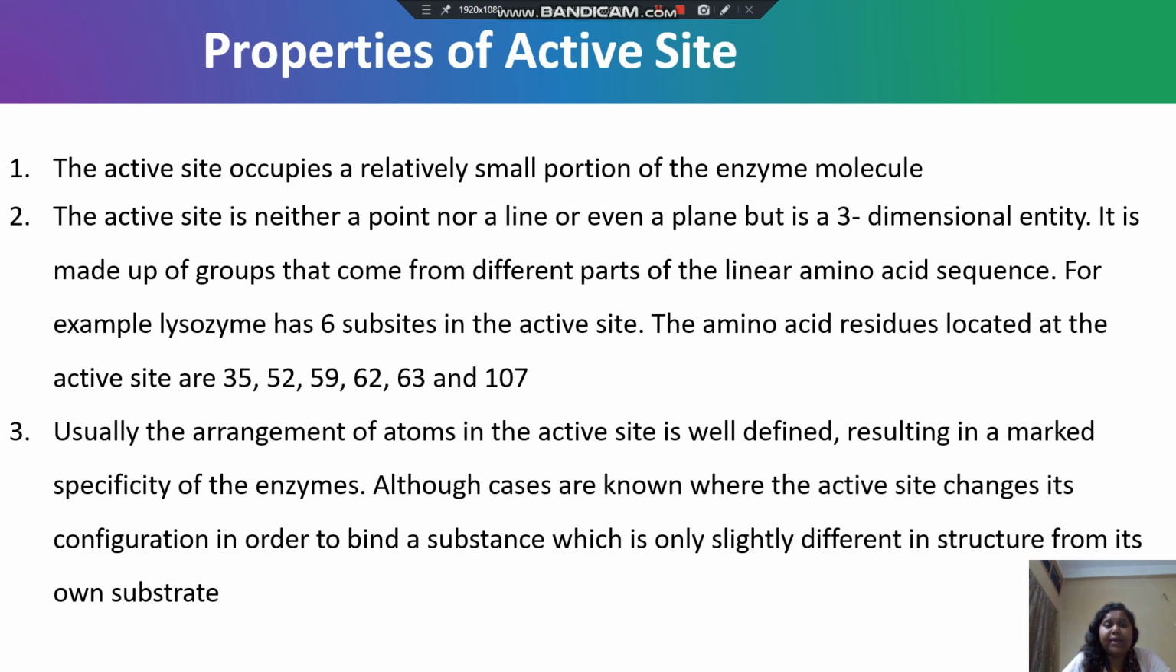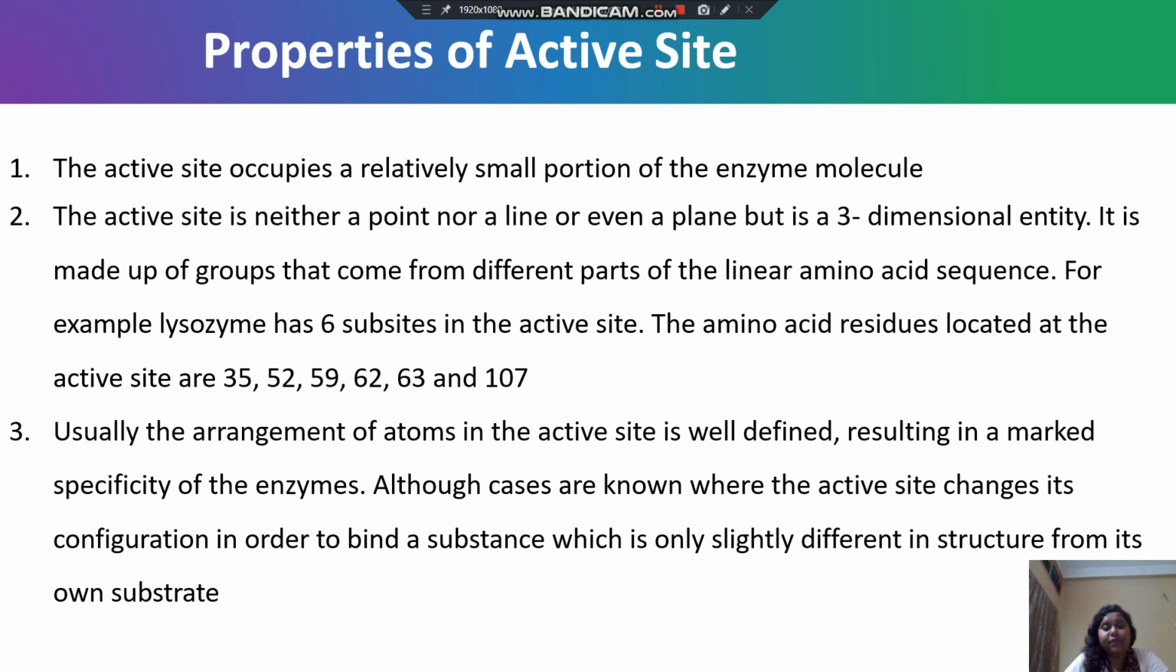The active site occupies a relatively small portion of the enzyme molecule. The active site is neither a point nor a line or even a plane, but is a three-dimensional entity. It is made up of groups that come from different parts of the linear amino acid sequence. For example, lysozyme has 6 subsites in the active site. The amino acid residues located at the active site are 35, 52, 59, 62, 63, and 107.